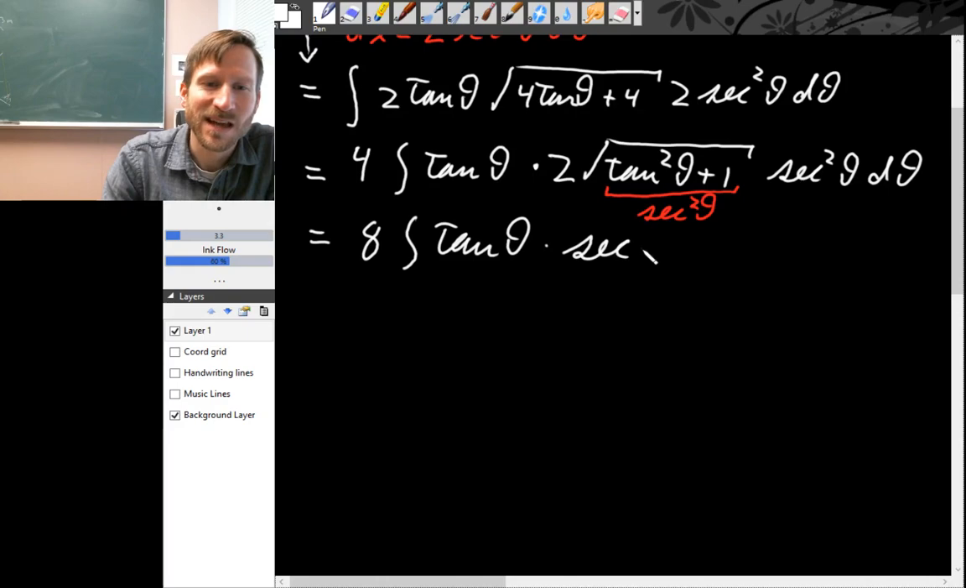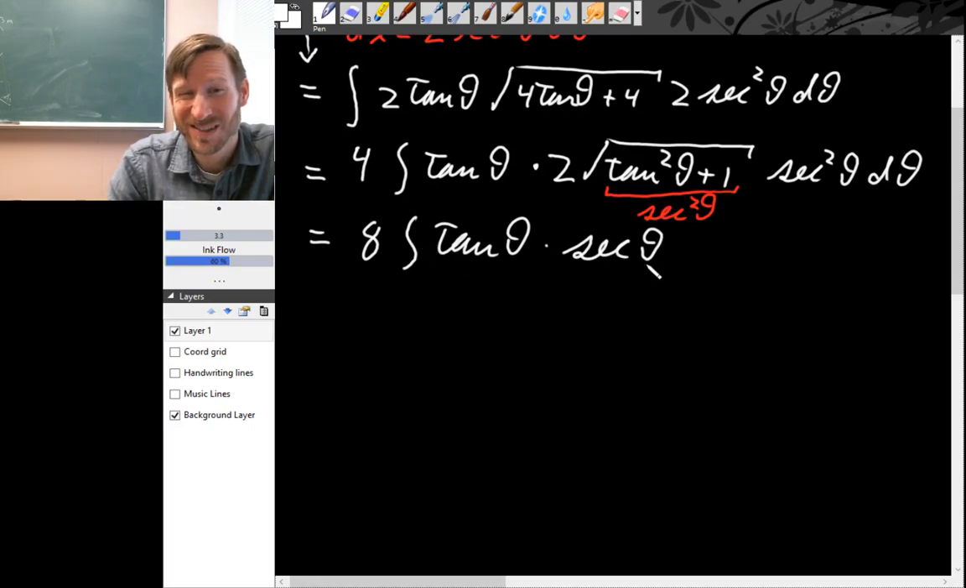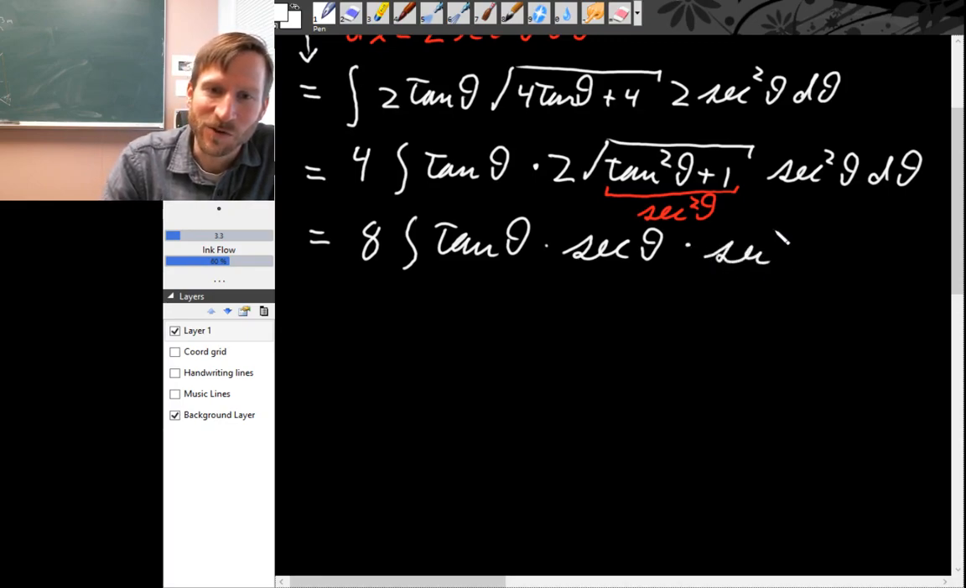Well, really it's the absolute value of secant, but you can't integrate across the discontinuities of secant anyway, and so one continuous part of the graph of secant is always positive if we choose the right part. So subject to some domain issues, we can just put secant theta here. And then the secant squared from before, secant squared theta d theta.